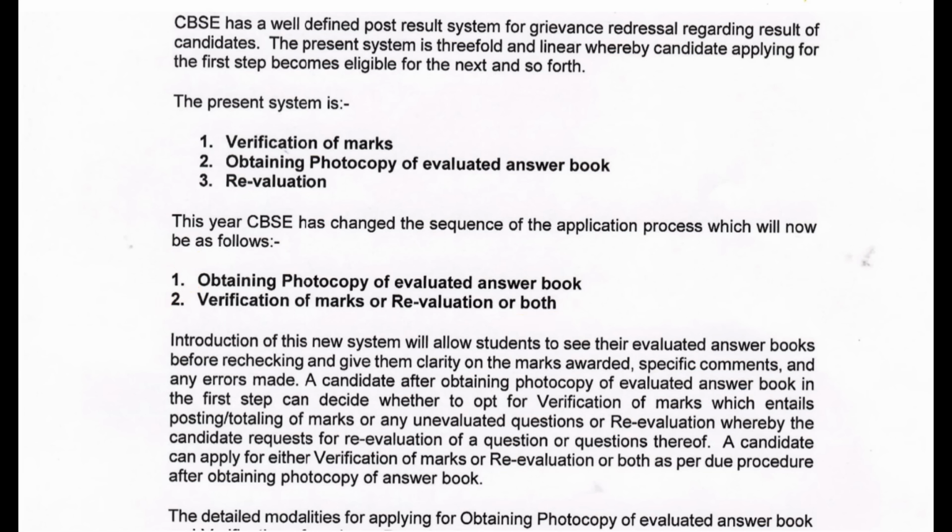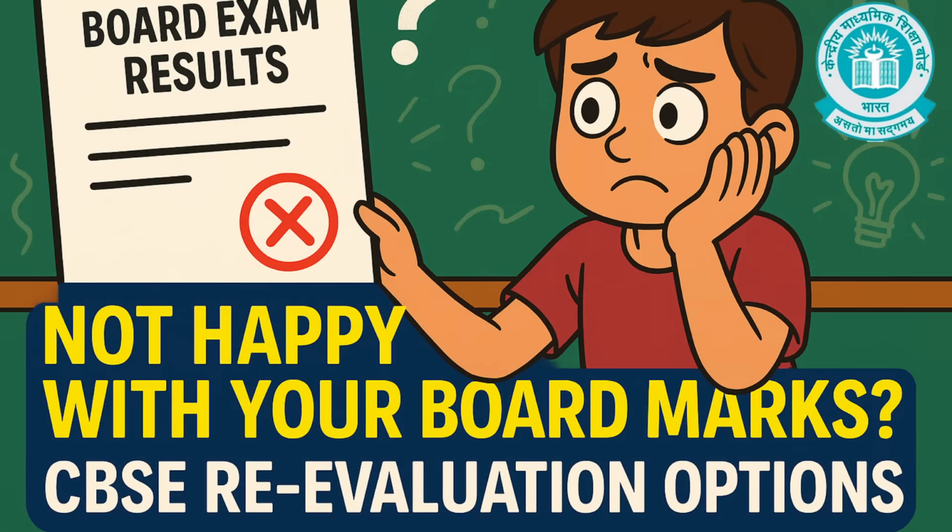Now the result has been declared on 13th May, so at least after 7 days only they will start obtaining the photocopy of evaluated answer book. Means this process will start minimum by 20 May, not before that. Remember, deadlines are very strict in this case. So whenever the circular comes out, I will be informing on this YouTube channel.